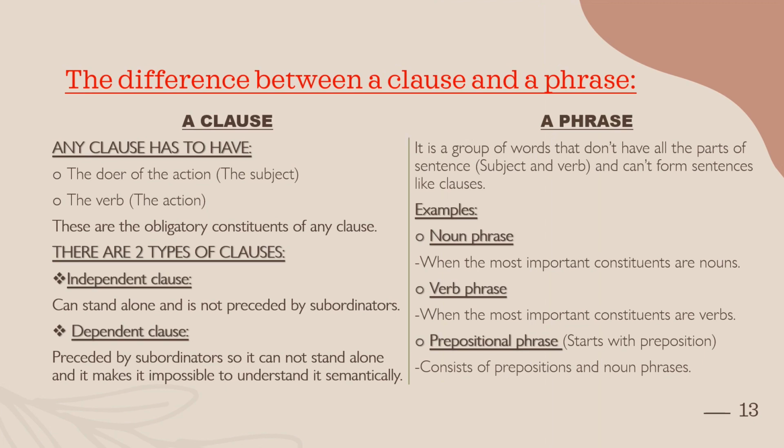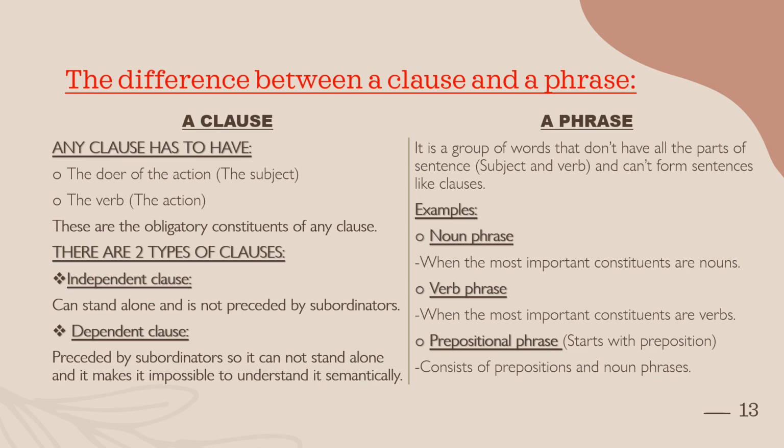Difference between a clause and a phrase. A clause, any clause, has to have the subject, which is the doer of the action, and the verb, which is the action. These are the obligatory constituents of any clause. There are two types of clauses. Independent clause, and this can stand alone and it's not preceded by subordinators. And dependent clause, it is preceded by subordinators, so it can't stand alone, and it makes it impossible to understand it semantically.